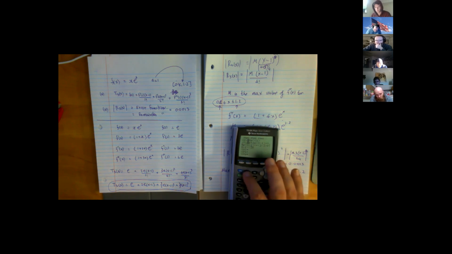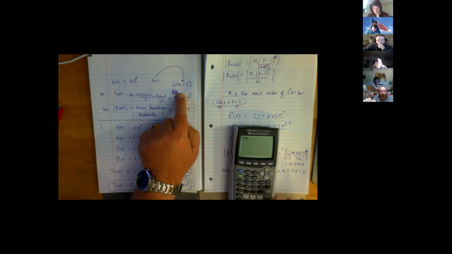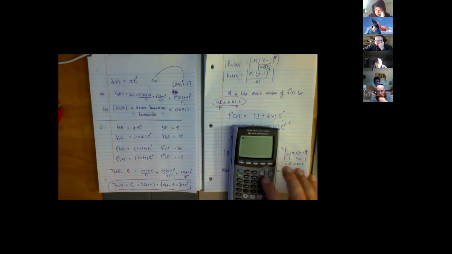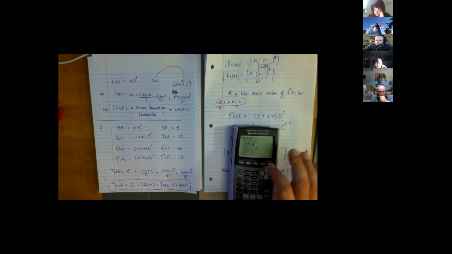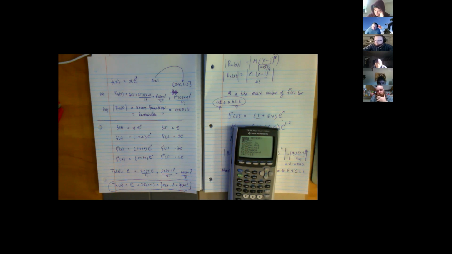And then I'm going to go to the window. I'm going to go 0.8 on one side, 1.2 on the other. And then I am going to go zoom 0, which is zoom fit. And we should hopefully find out that I didn't screw up anywhere. That is X e to the X. And this guy is now T3 of X.